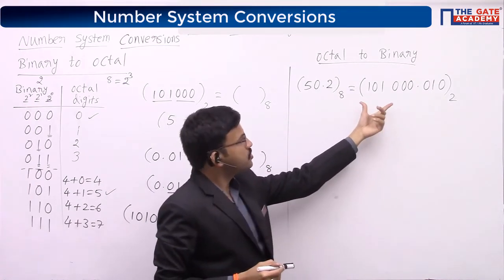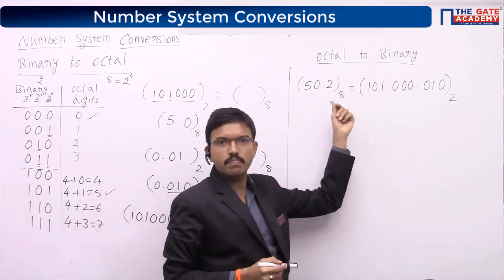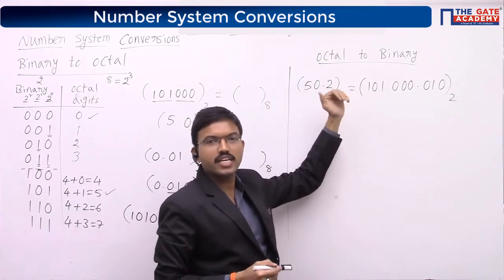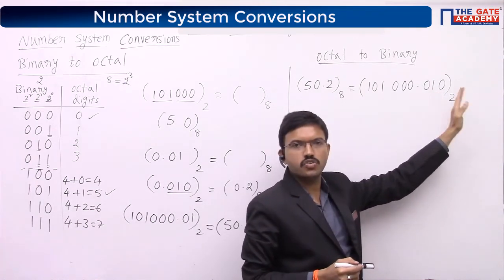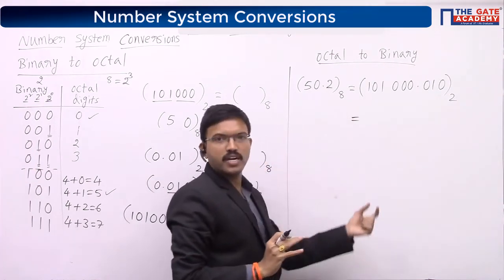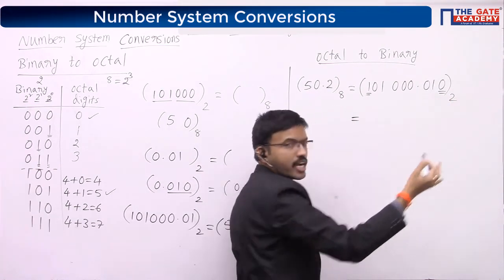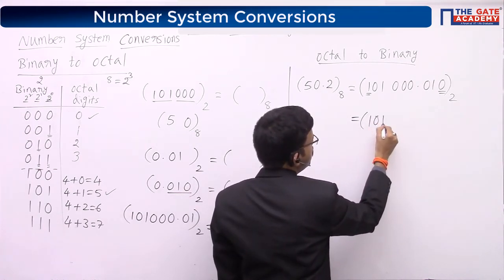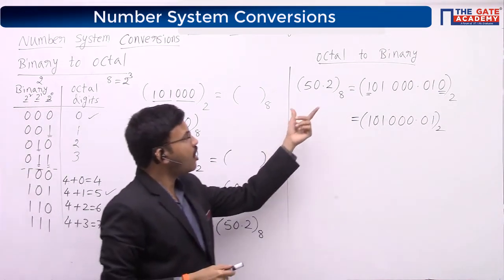After that, for the integer part, if I get zeros on the leftmost side, I can remove them, because those zeros don't change the equivalent value. They are insignificant. Similarly, for the fractional part, if you have zeros on the rightmost side, you can remove them. So for the integer part, I have only a 1 on the leftmost side, so I will keep it. But for the fractional part, I have a 0 on the rightmost side, so that 0 I can neglect. So this is nothing but 101000.01 base 2. In this way we can convert an octal number into binary.